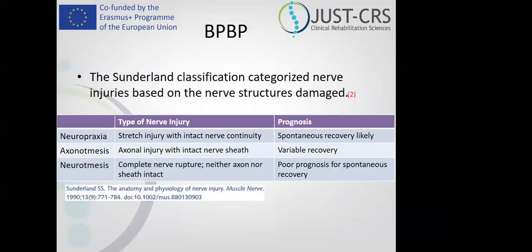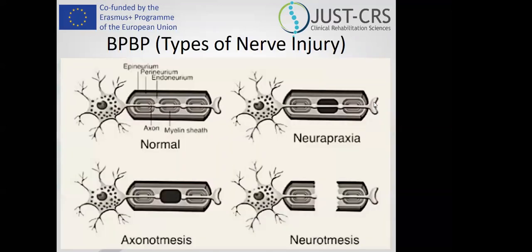According to the Sunderland classification, nerve injuries are classified based on the nerve structure damaged. There are three types. The first one is neurapraxia, which is a stretch injury, but with an intact nerve continuity. This gives a good spontaneous recovery.